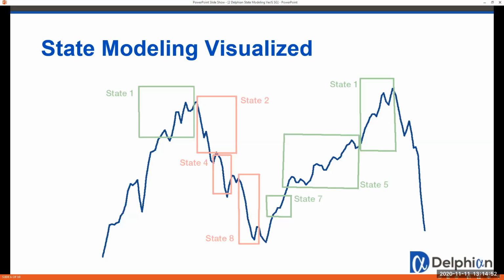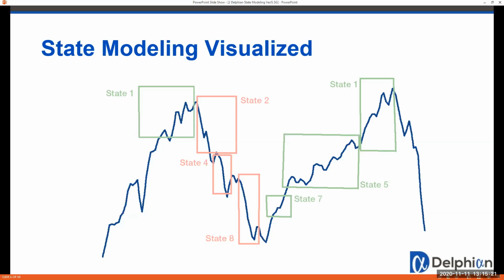State 2 could either be a little bit of a pullback, or a continued downtrend, or the start of a downtrend. You can see in this particular example, state 2 is going to be the start of that downtrend. That goes to state 2, state 4, then state 8, which is typically, again, the bottom and possibly a reversal back to the upside. And then you can see state 7 into state 5 into state 1. So that's kind of your typical standard state modeling visualization that you'd want to look at.